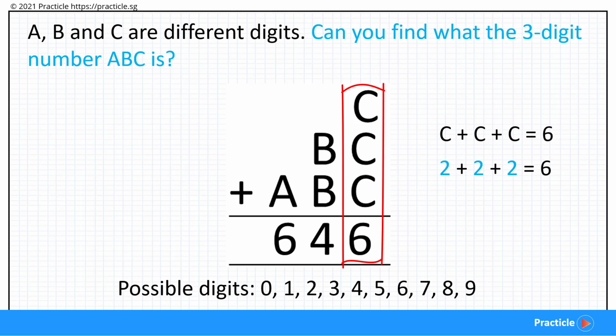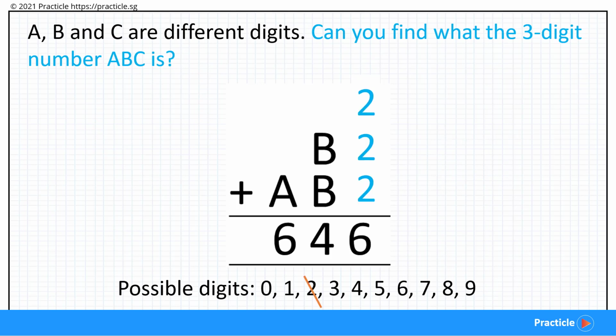If we were to try out the rest of the possible digits over here, we are going to see that 2 is the only possible number that we can fit into C, okay? The rest of the digits will not give us the right answer over here. Since 2 plus 2 plus 2 equals 6, we are going to put 2 as the value of C. So far so good. Next, it's time to move on to the left and see what we have.